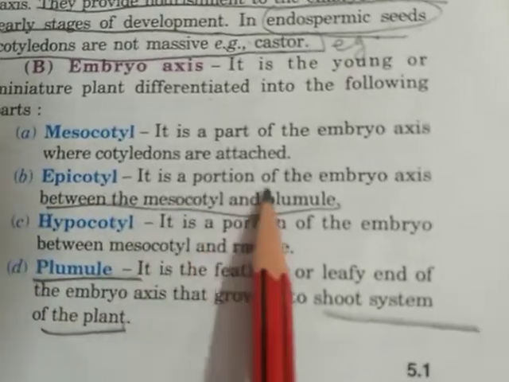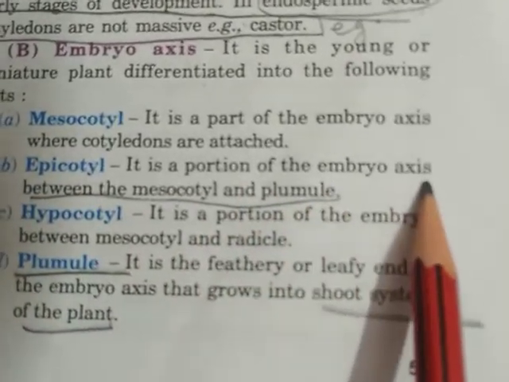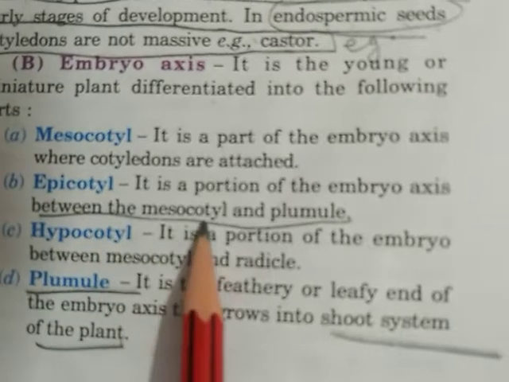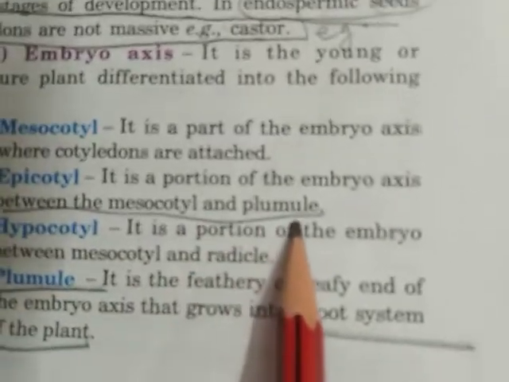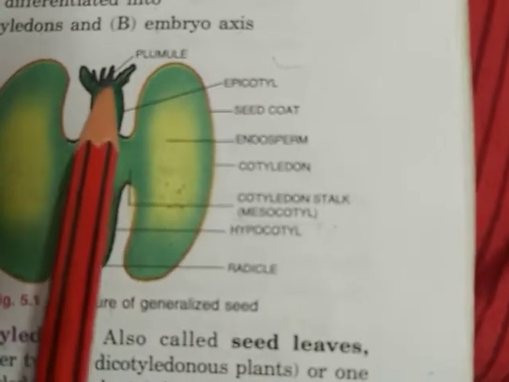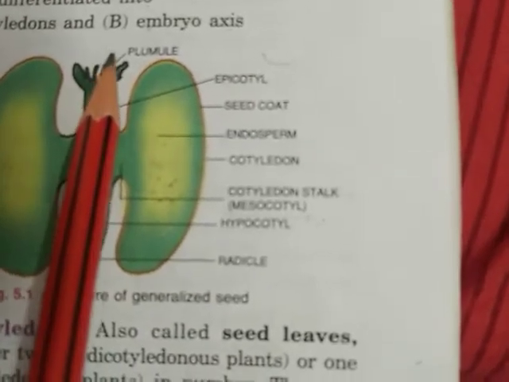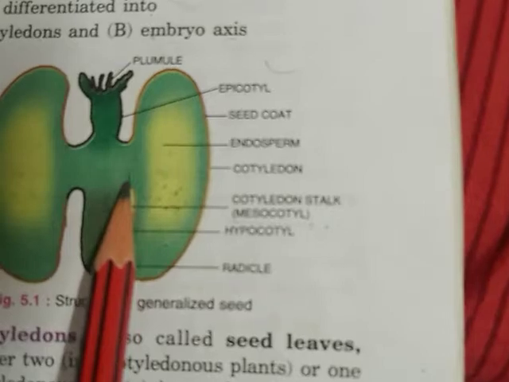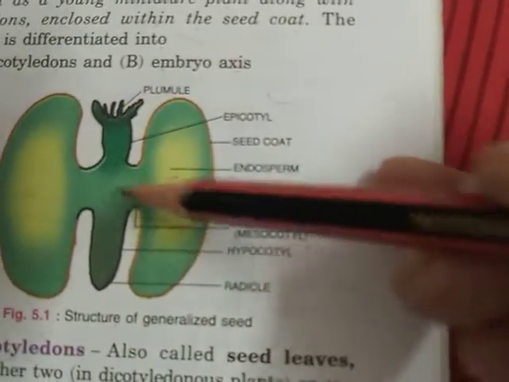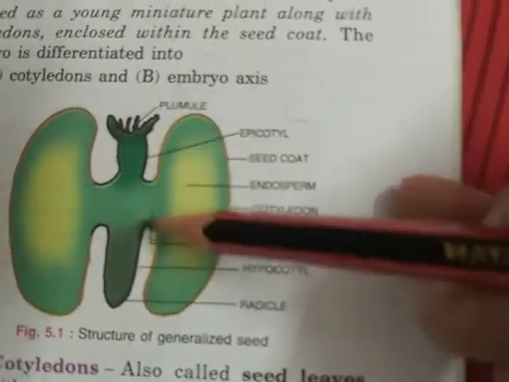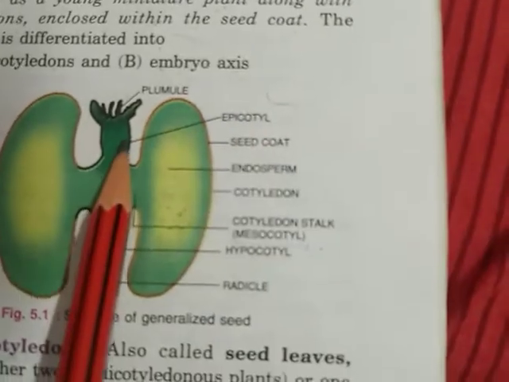Epicotyle is a portion of the embryo axis between the mesocotyle and plumule. See here, you can see this, children. This is the plumule, and this is the mesocotyle. So the portion between the plumule and the mesocotyle is known as the epicotyle.